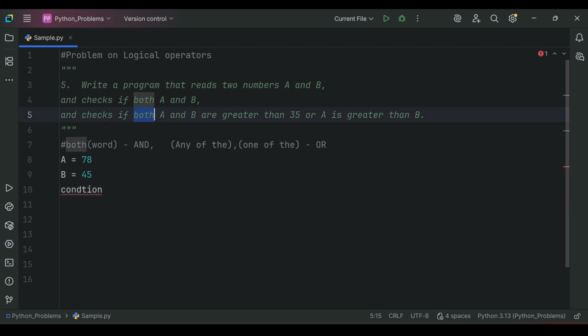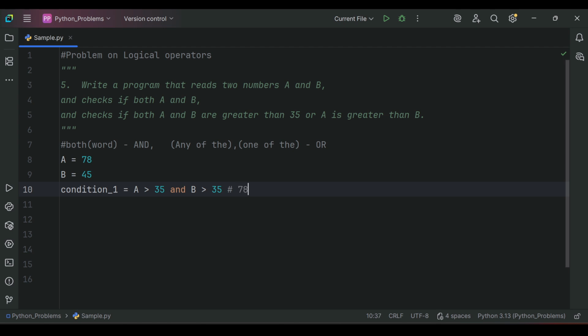Here this both indicates one condition. Actually, in this one condition, internally we have two conditions. That's why we prepare condition 1 as a is greater than 35 and b is greater than 35. This is the first condition. Now actually check this condition.